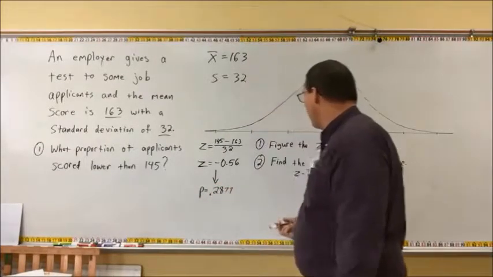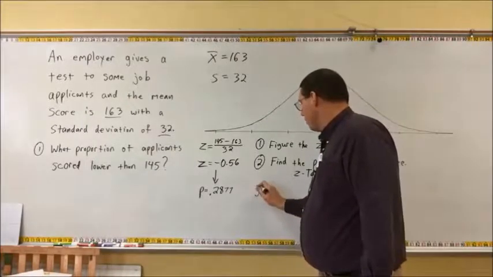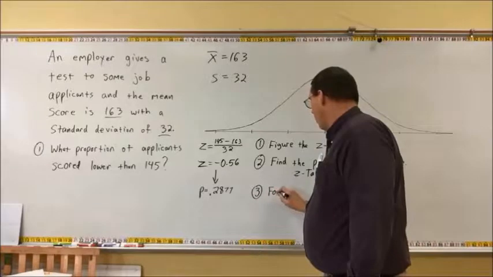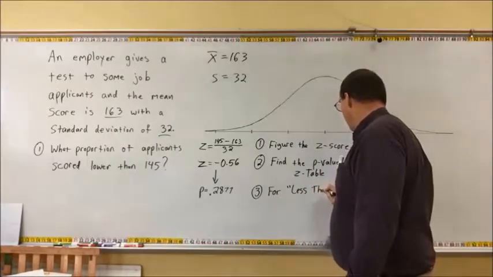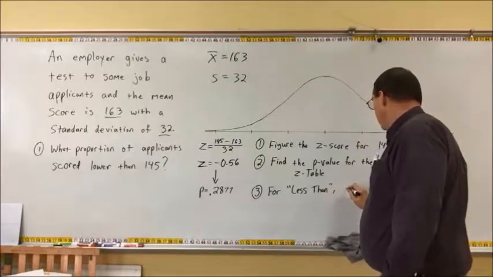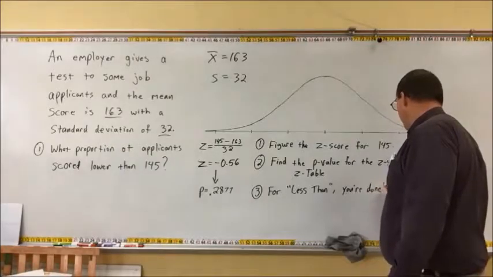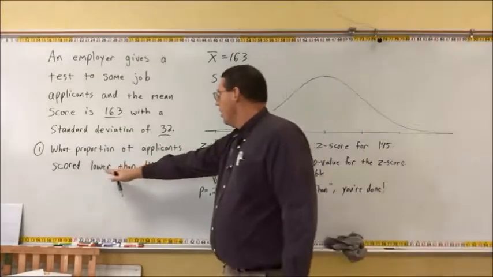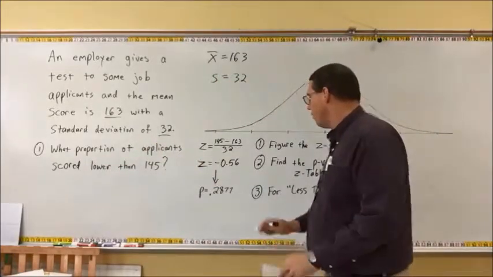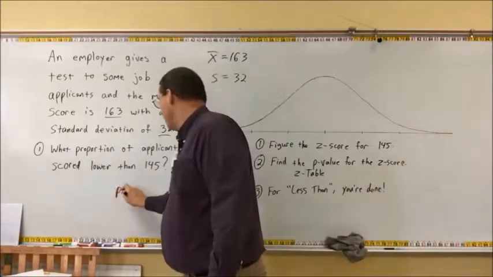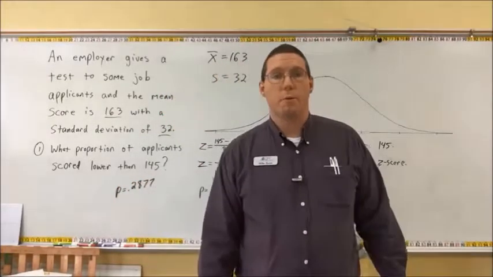0.2877. And now you have to ask yourself, is this a less than question? For less than, you're done. That's the answer. And this is a less than question. Lower than 145. What proportion of applicants scored lower than 145? Well, the answer is P equals 0.2877. And that's our answer. We're done with that question.